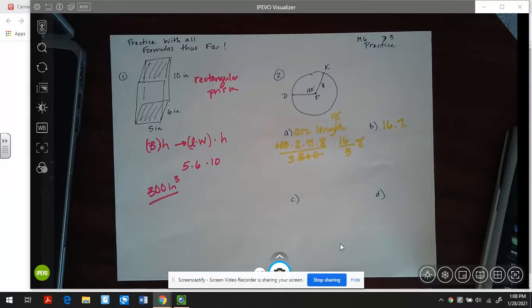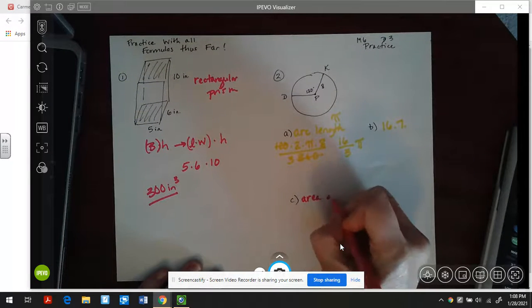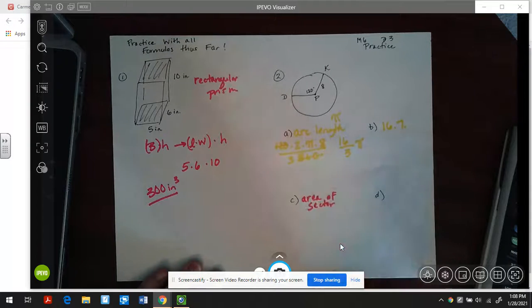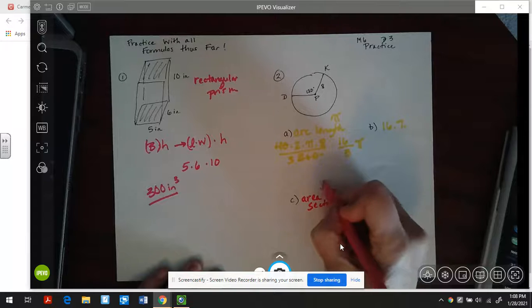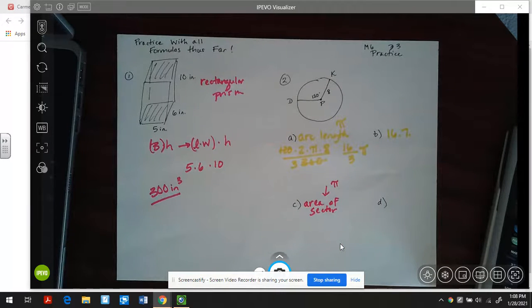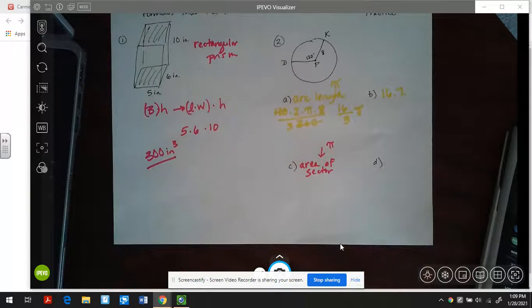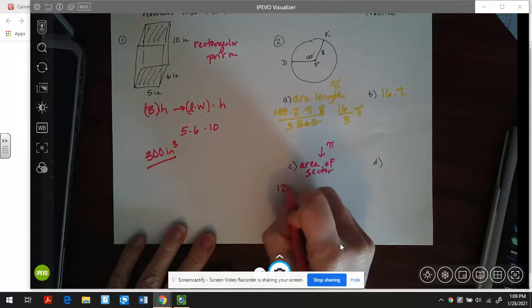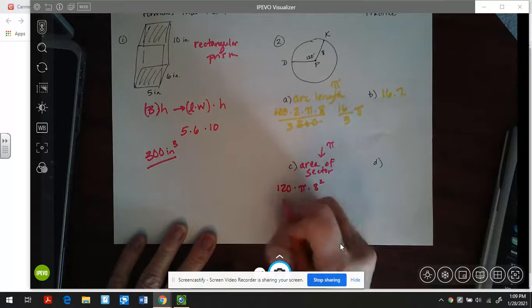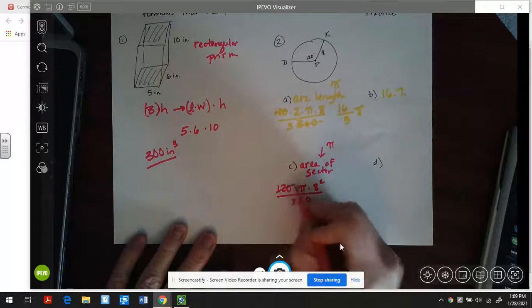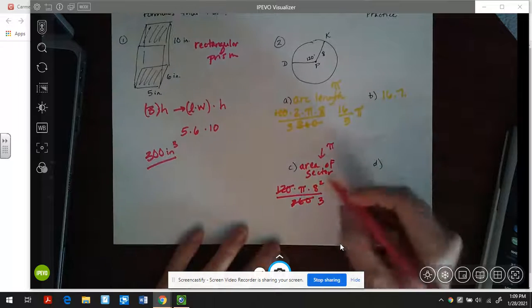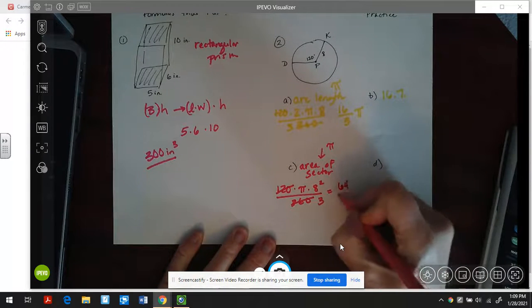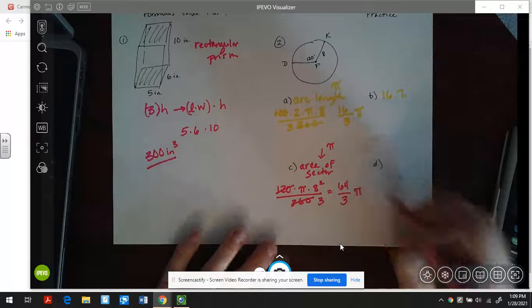For the next 2, I would like you to find the area of the sector determined by DPK, and I want the first one to be in terms of pi. Okay, let's see how you did. Angle times pi times radius squared all over 360. Reducing here the same way as before. So we end up with 64 over 3, and the pi just sits on the end.